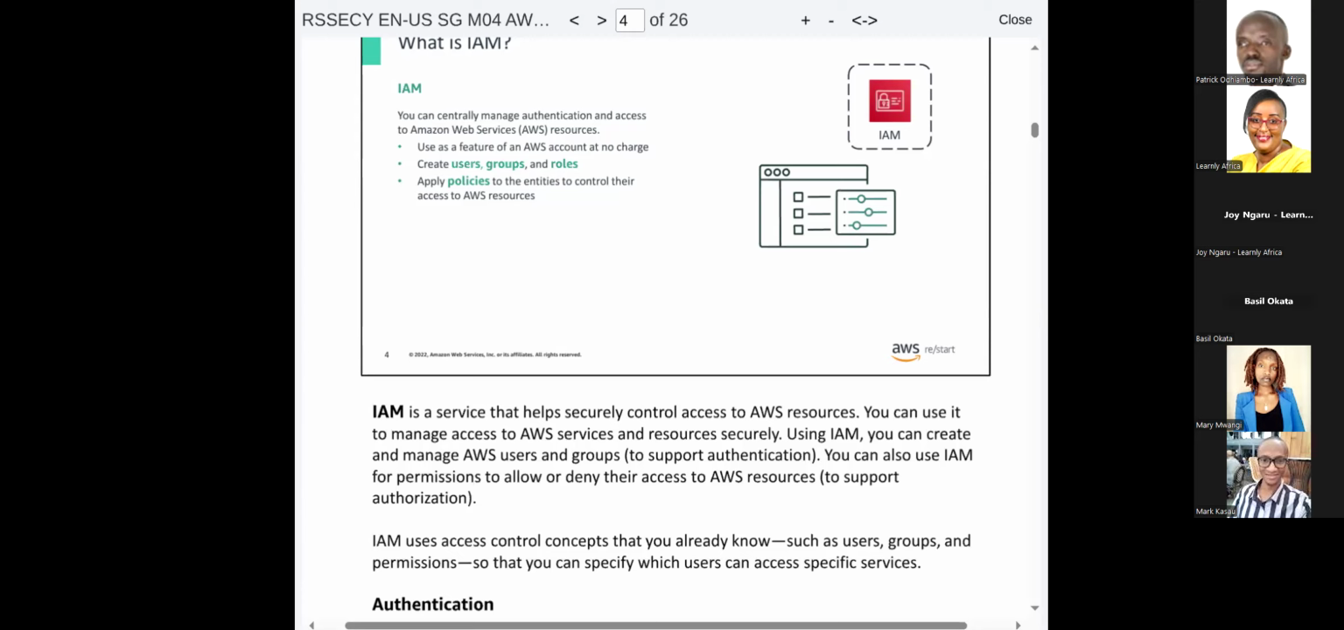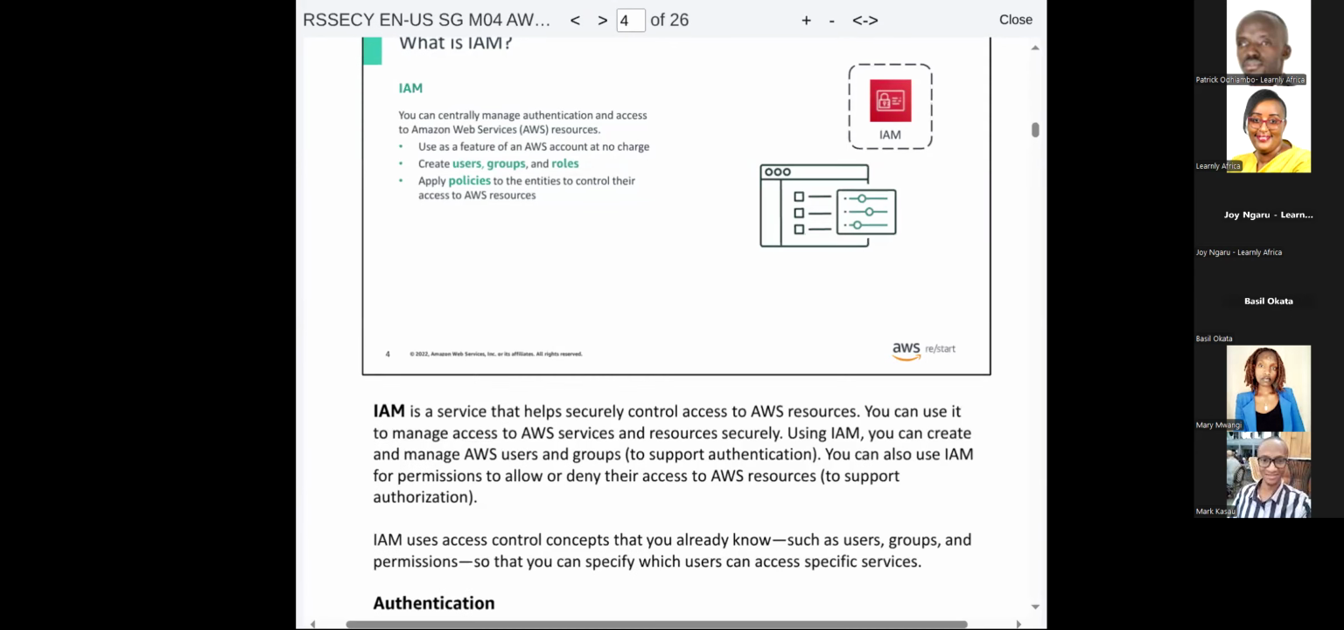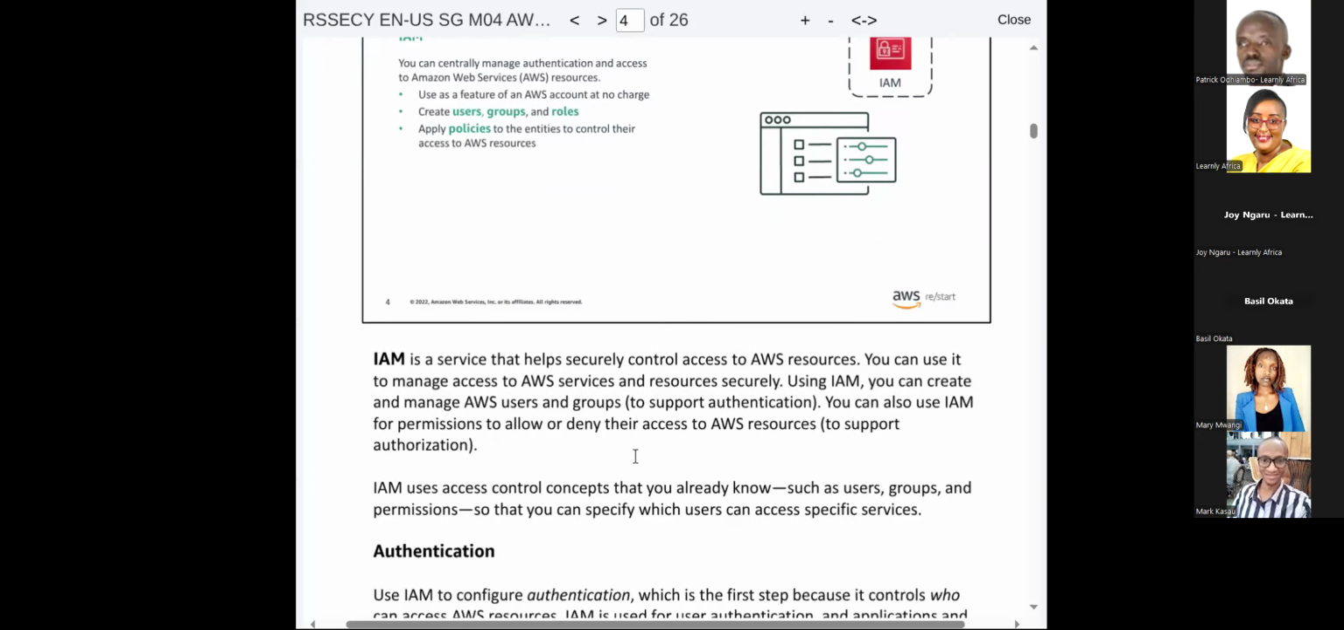So these are the ways that we can interact with AWS. We can use the command line interface, we can use the SDK, and we can use the console. Even those are catered for when it comes to IAM. With IAM, you can create your users, groups, and roles, and you're also going to see what are users, what are groups, what are roles, what are policies. These are some of the things that we're going to look at today.